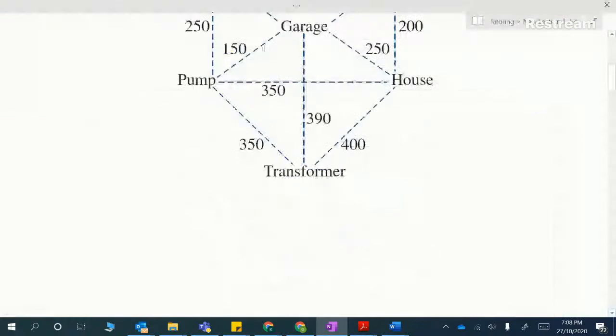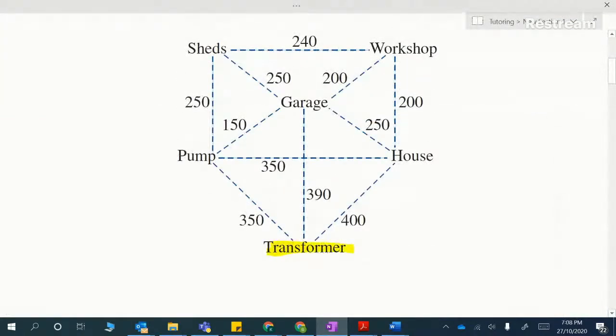So what we would do is first highlight a starting node, and it doesn't actually matter which node you start from. You should get the same answer no matter where you start. Then you look at all the nodes that are one step away. The house is one step away, the garage is one step away, the pump is one step away. We connect the closest node that is one step away. In this case, we've got either 400, 390, or 350, so the closest one would be the pump here.